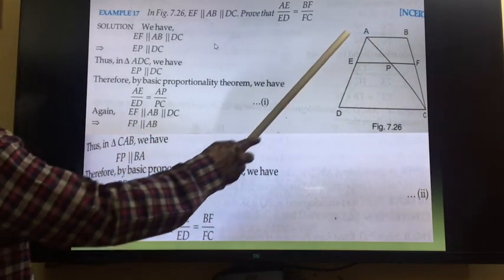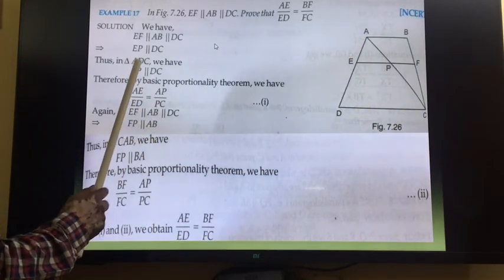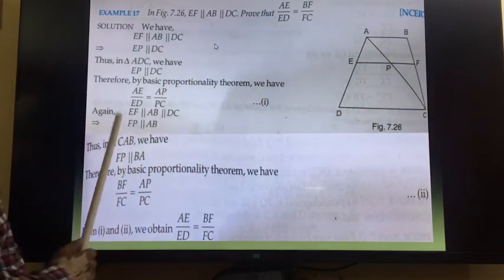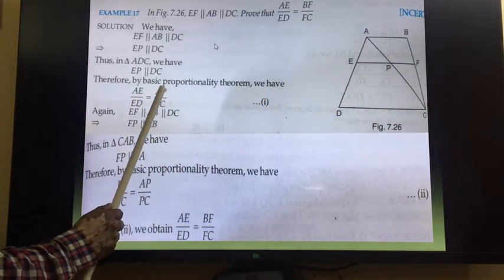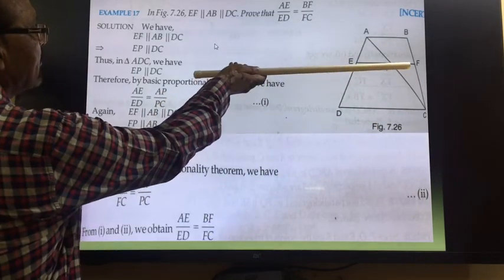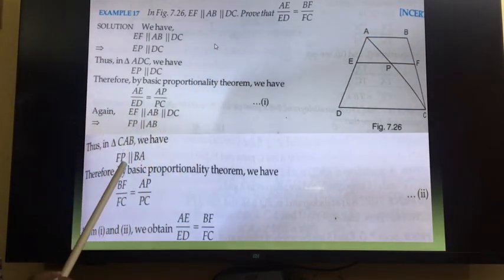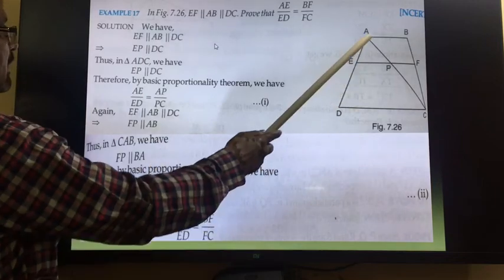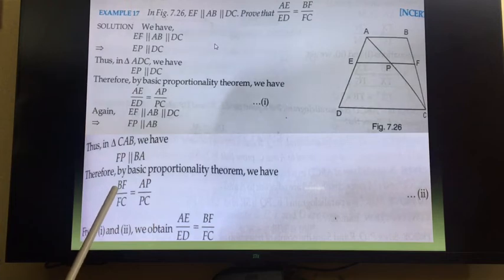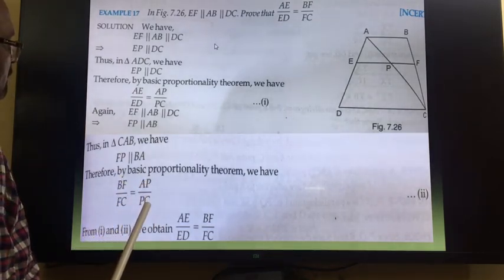So now see once again, in triangle ADC, EP is parallel to DC. So we can write AE upon ED is equal to AP upon PC. Similarly, this PF will be parallel to AB, so we can apply the BPT theorem, and we can write AP upon PC is equal to BF upon FC. So by this, BF upon FC will be equal to AP upon PC.